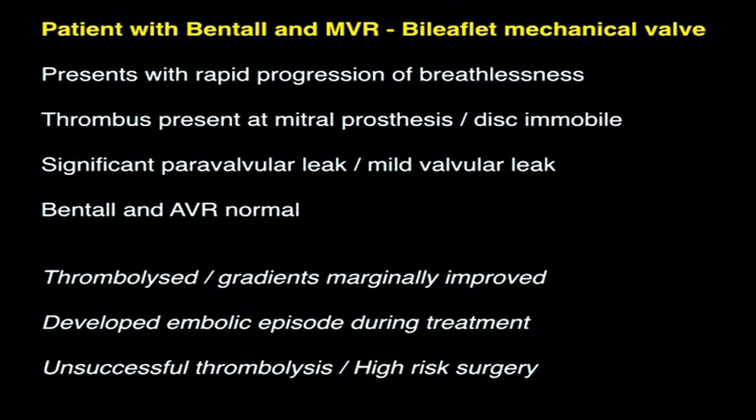So this patient underwent thrombolysis. For some reason, the cardiologist preferred tenecteplase, which did not work, and then he was put on streptokinase, and he started to improve. Gradients started to gradually improve. But then during the infusion, he developed an embolic episode, and in the middle of the night, he had to undergo an emergency removal of the clot from the brain as he developed hemiparesis.